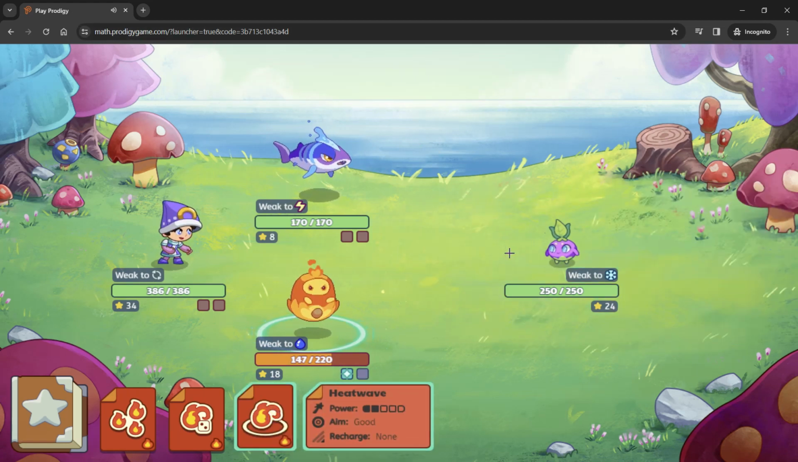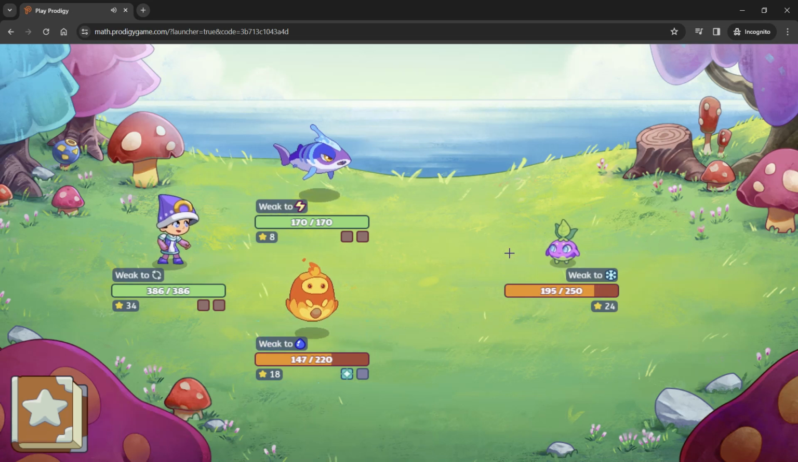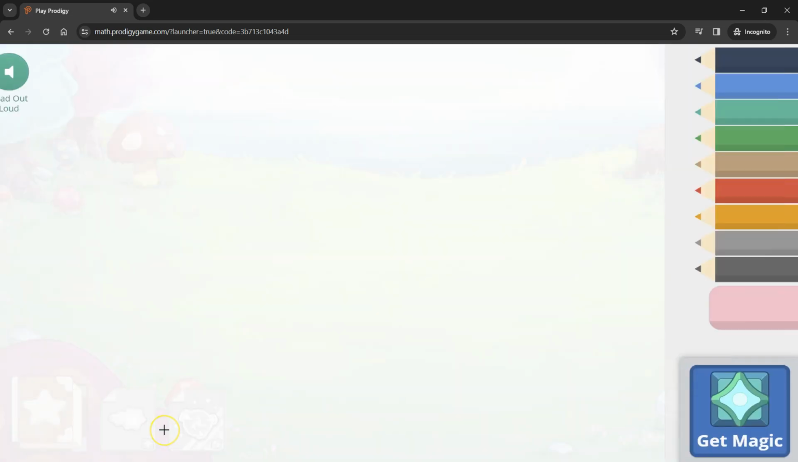I think what we're gonna have to do is fix some of our pets after this battle.